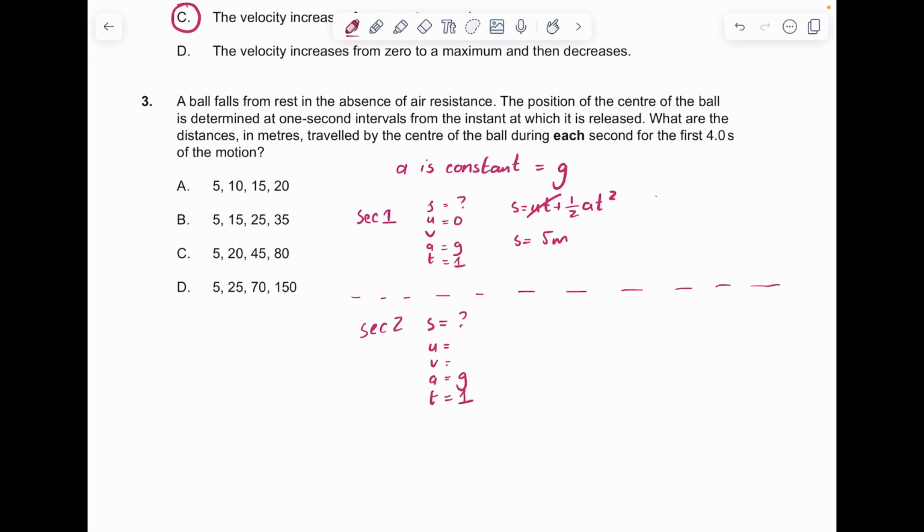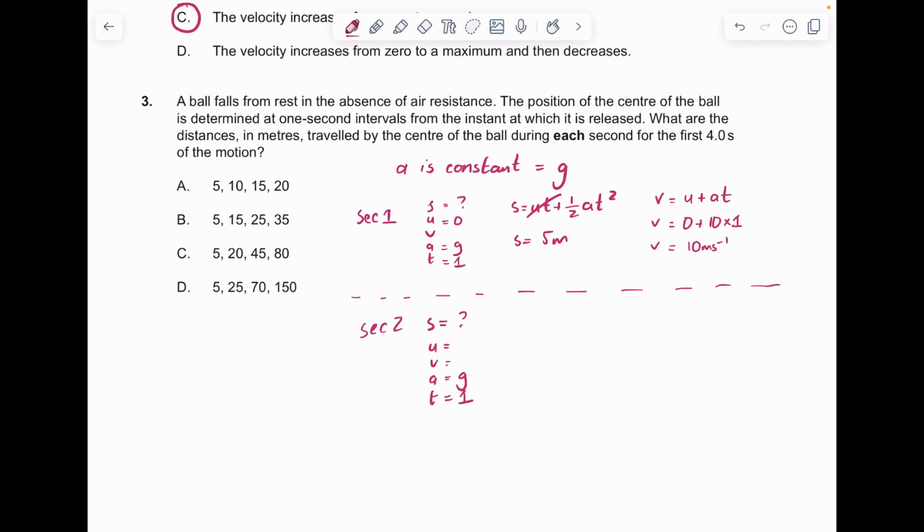So we need to know what V is going to be. V is going to be U plus AT at the end of this first second. U is 0, so 10 times 1. At the end of this first second, it is moving at 10 meters per second, and that is what we're going to need to work out how far it's going to go in second 2 to pick which of the answers is correct.